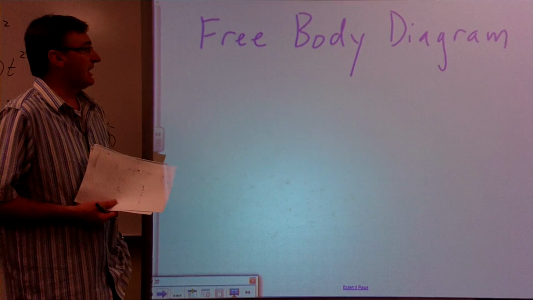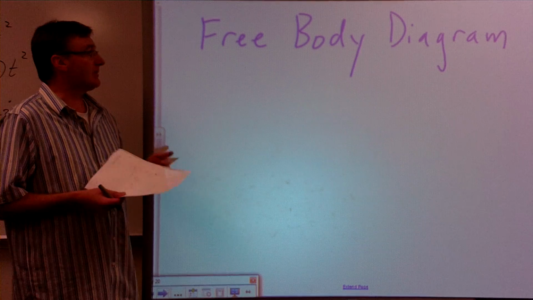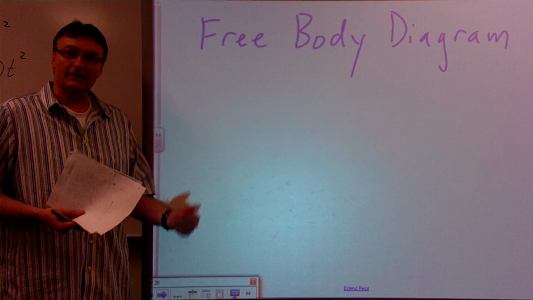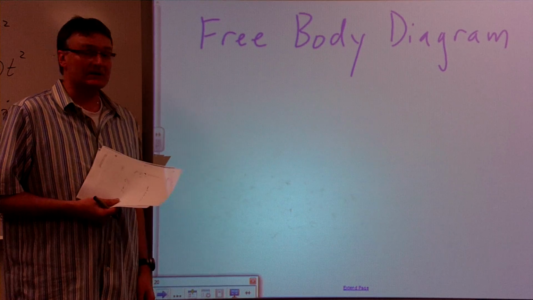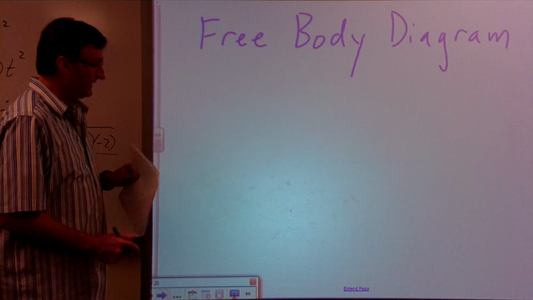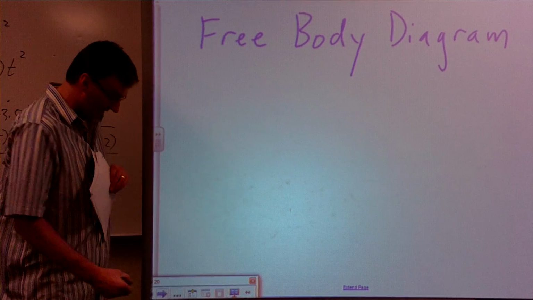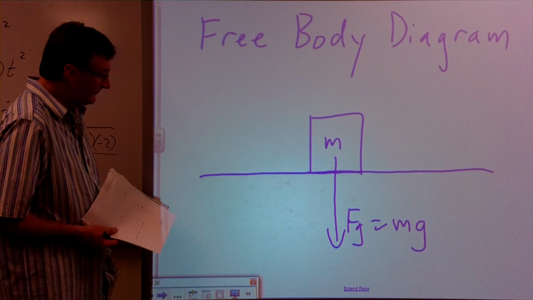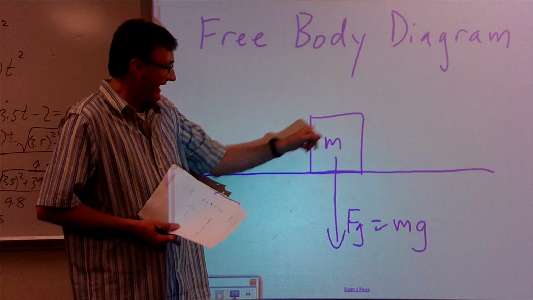So how do we do this analysis? We do this with the use of what we call a free body diagram. Again, going back to the diagrams, I can't overemphasize how important a diagram is. So let's look at how we make these free body diagrams. We'll start with an object that has some kind of a mass m.